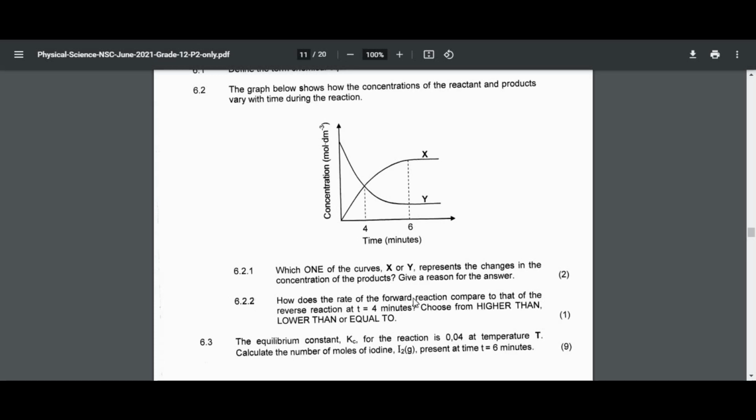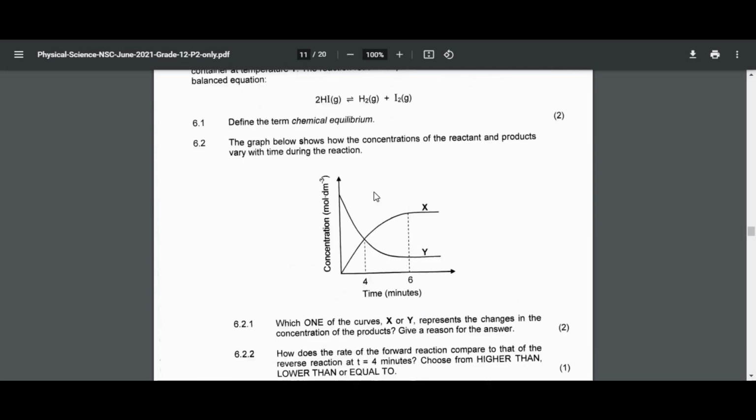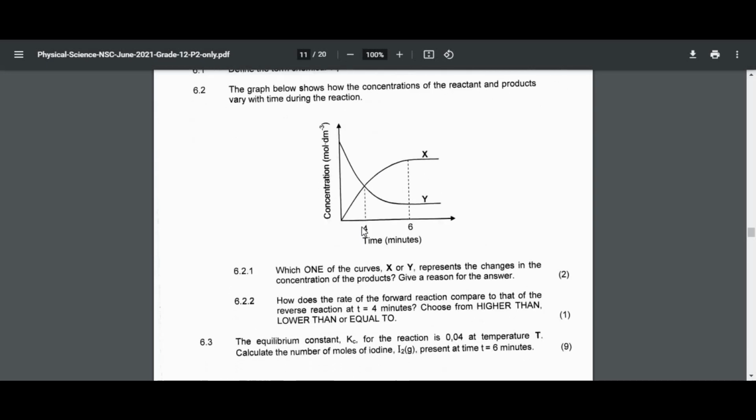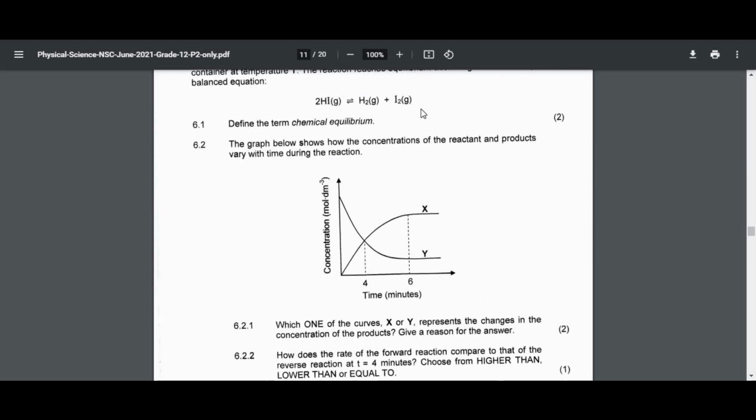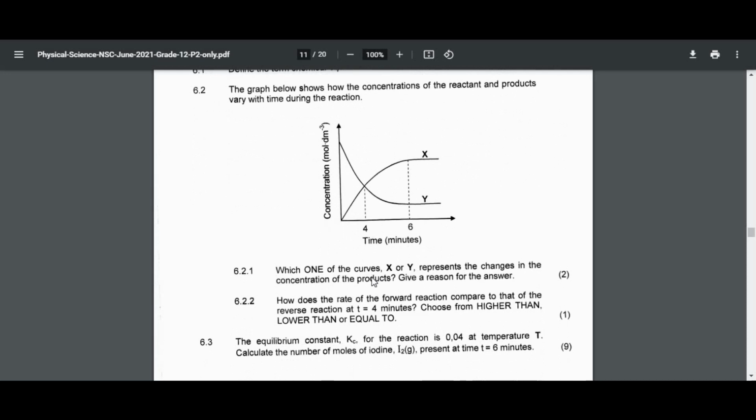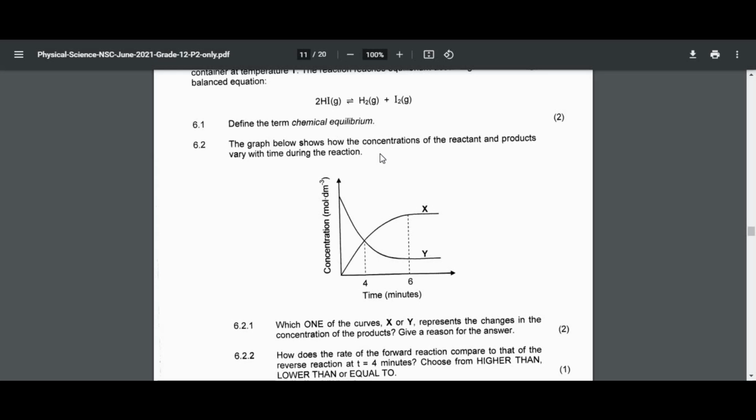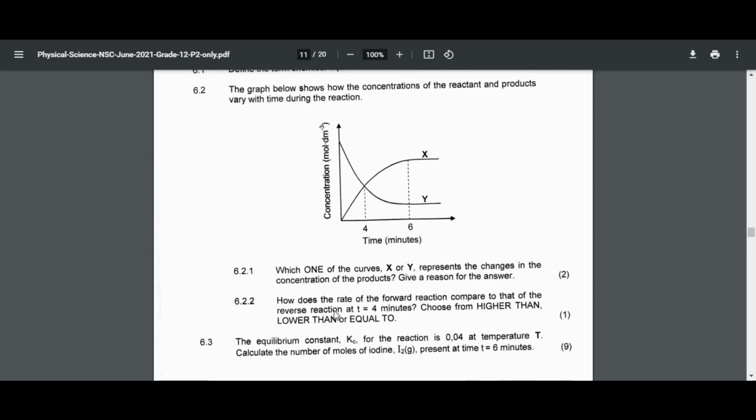Well, the rate of the forward reaction at T equals 4 compared to the rate of the reverse, which is going back that way. So it definitely looks like the forward reaction is higher than. The forward reaction, of course, goes from reactants to products, so the forward reaction is always from left to right. Forward is also the formation of products. So I'm going to go with higher than.